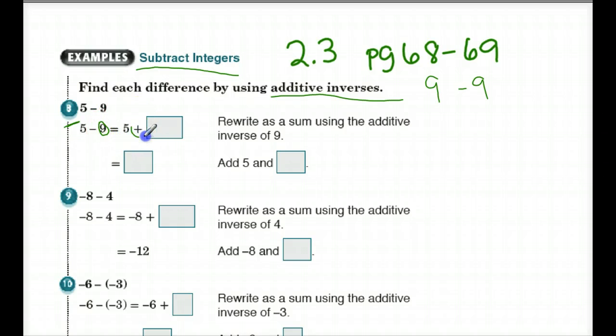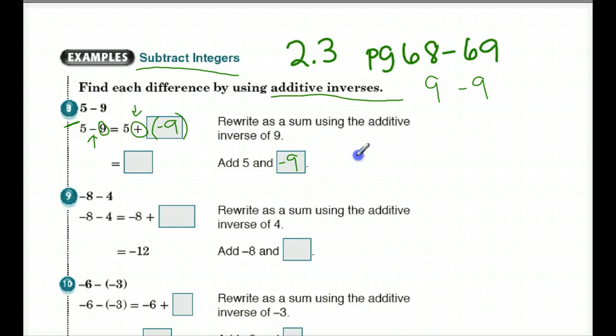So we're changing our subtraction sign to an addition sign, and in this case, we're going to put our negative 9 here. Now remember, negative 9 is the additive inverse of positive 9. We started with the positive 9, and we're ending up with the negative 9. So what are we adding? We're adding 5 and negative 9.